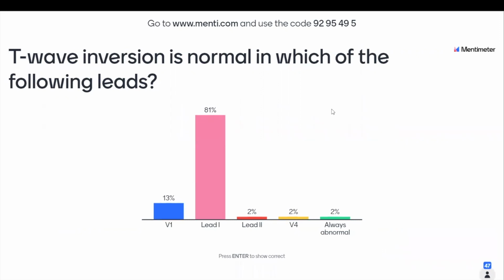Interesting. So 13% of you got it right. See, this is a tricky question. I can see why there's confusion.